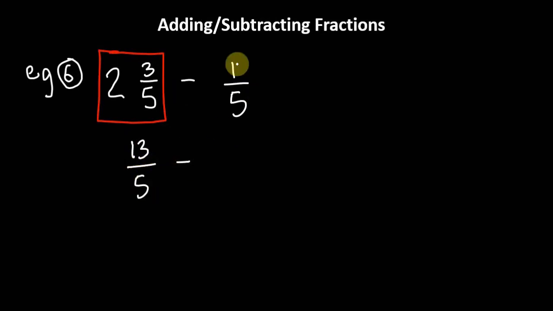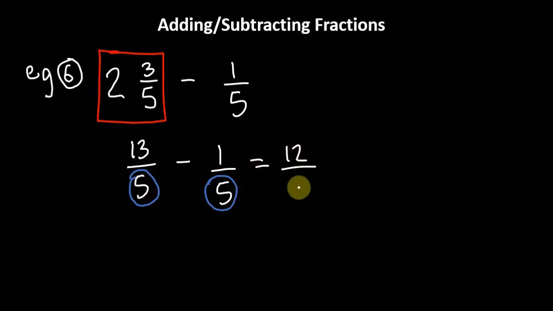Minus, we don't need to convert this. This is already in a simple form, if I can call it that. Alright, it's a proper fraction, so we can just bring it down. So we carry back down 1/5. Now we can proceed and do our subtraction because as we notice here, the denominators are common. So 13 minus 1, that's 12 over, we keep the common denominator here, which is 5.